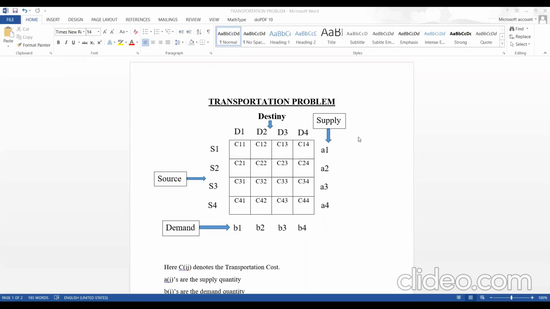Okay, so today we'll learn about the transportation problem. Before starting the transportation problem, first we need to know what the transportation problem is. Now see here, you have already learned about the linear programming problem, is it not? So in the linear programming problem, what have you learned?